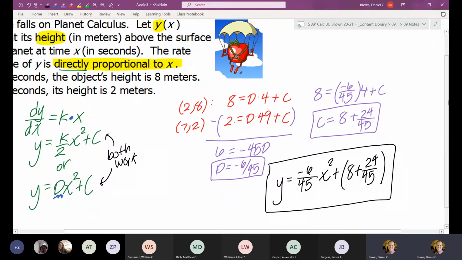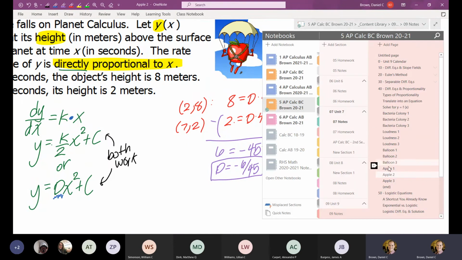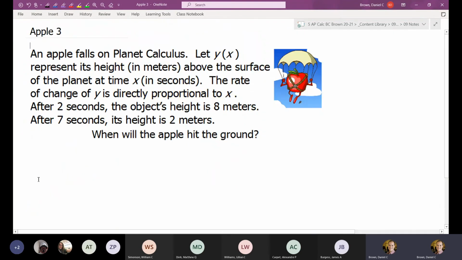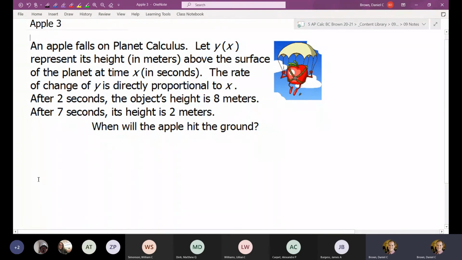All right, and then for my follow-up question, again, I'm just trying to think of the different variety ones I could ask. When will the apple hit the ground? What is that basically asking you to find? When y is equal to 0. So you basically just set y is equal to 0 and solve.